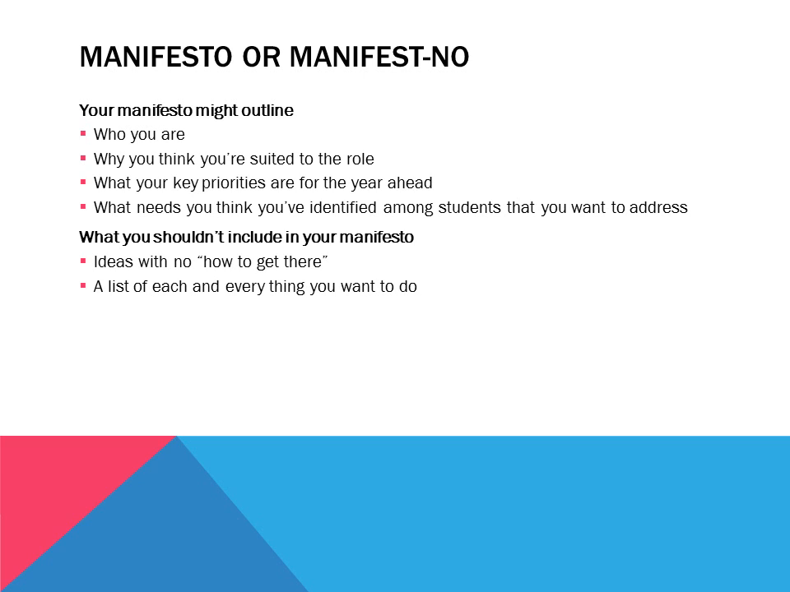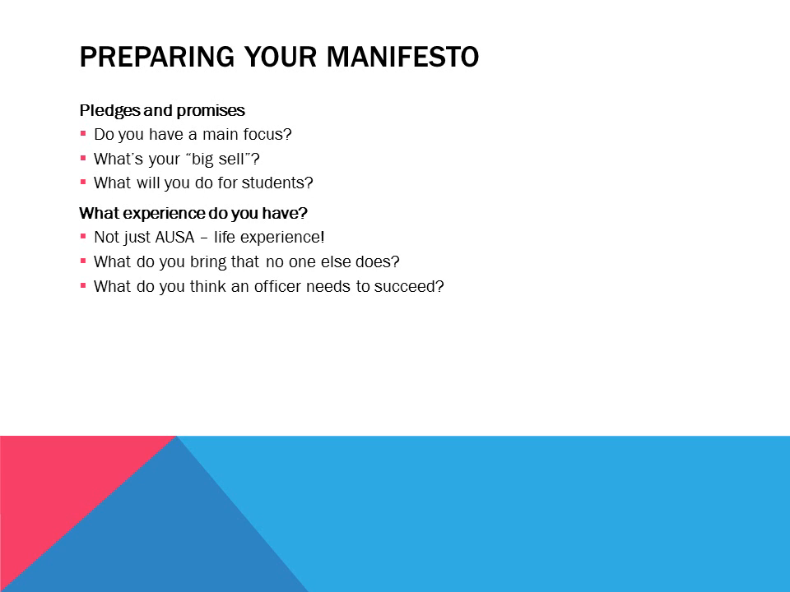Your manifesto might outline a statement of who you are, why you think you're suited to the role, your key priorities for the year ahead, and what needs you think you've identified among students that you want to address. Things that you shouldn't include in your manifesto: ideas with no information about how you're going to make them happen. And alternatively, you also shouldn't include a list of each and everything you want to do. You need to strike a good balance between general, big picture ideas and key points about how you plan to deliver those ideas.